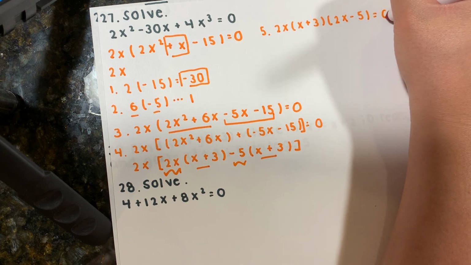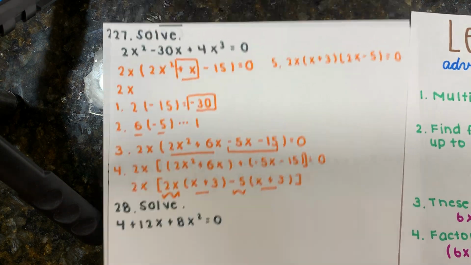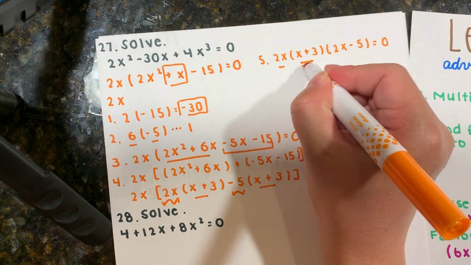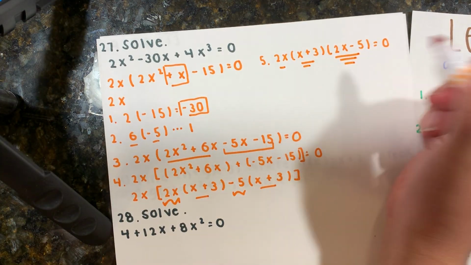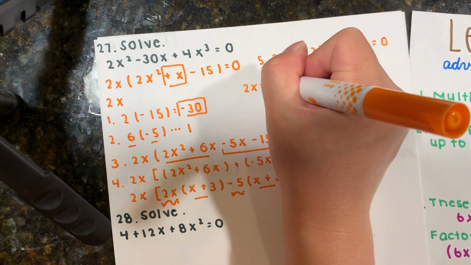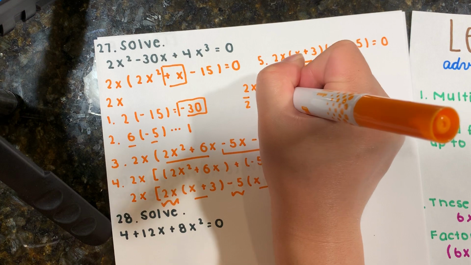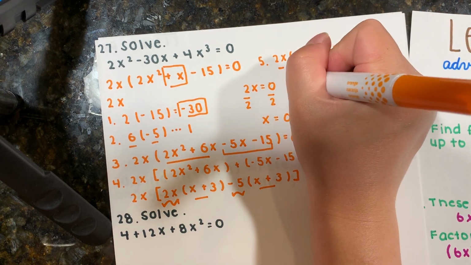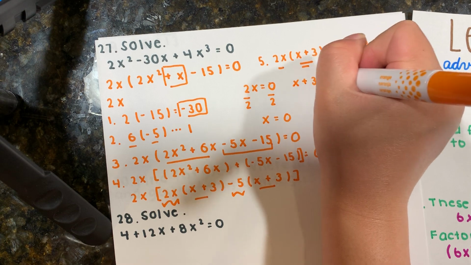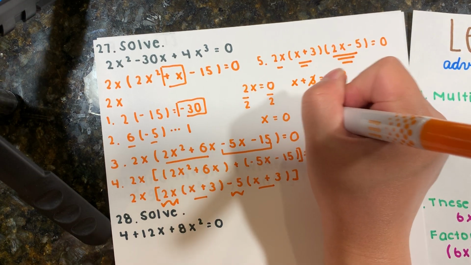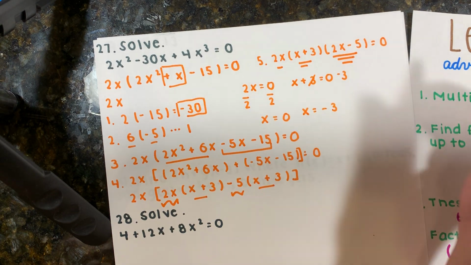But you're not done yet, so some of you are stopping there, but that's not where you're stopping. You actually have to set each of these equal to 0 to solve for x. So I'm going to start with 2x equals 0, and when I divide that by 2, I get x is 0. Then I'm going to set x plus 3 equal to 0, and when I move the 3, it becomes negative, so x is equal to negative 3.